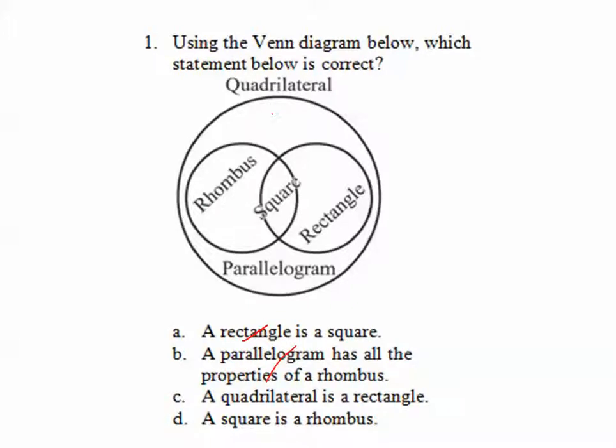A quadrilateral is a rectangle. Well, all the quadrilaterals aren't inside the rectangle, so that's not true. A square is a rhombus. If you look here, all of the squares fall inside the rhombus circle, so that's our correct answer choice.